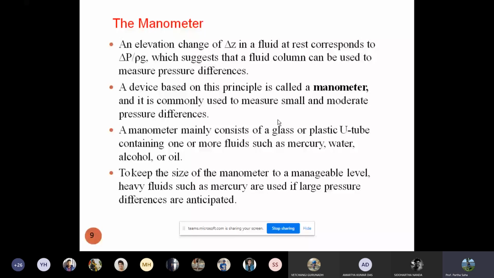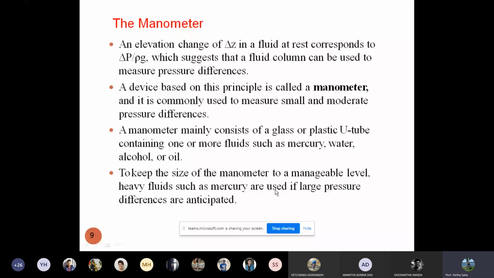Actually, this is called Pascal's law. If you remember Pascal's law, the pressure at a certain plane should be constant. I think I have already shown you by hydrostatic equilibrium, right? So using that same principle, the manometer was devised to measure pressure. If you know the pressure at one point, you can calculate pressure at another point. A manometer is a device made of glass, and it looks like a U-tube. It's a U-shaped tube made out of glass, containing one or more fluids such as mercury, water, alcohol, etc. To keep the size of the manometer to a manageable level, heavy fluids such as mercury are used if large pressure differences are anticipated. So let's look into this picture.